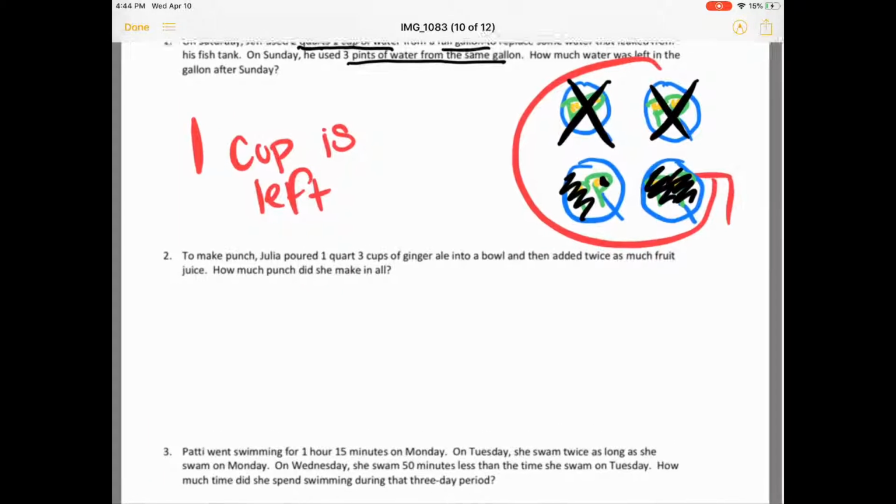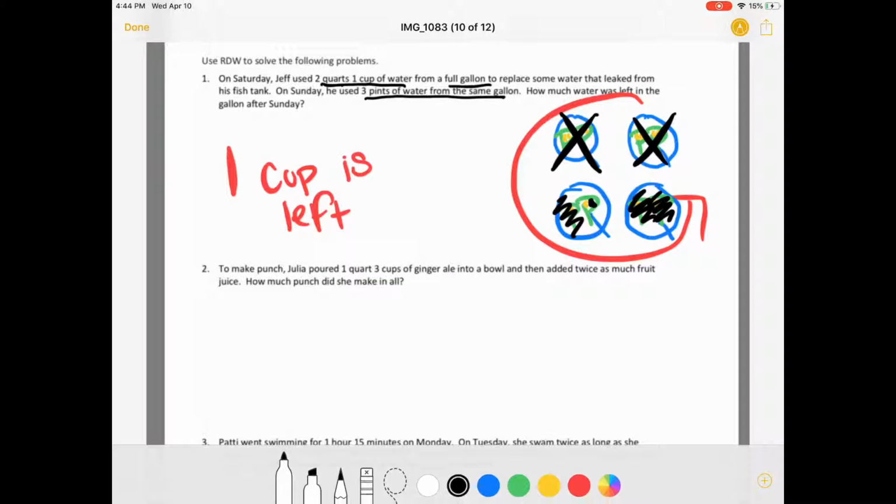All right, let's look at number 2. To make punch, Julia poured 1 quart and 3 cups of ginger ale into a bowl and then added twice as much fruit juice. How much punch did she make in all? So I'm going to draw a punch bowl so we can visualize that. We're pouring some liquid, so we're talking about capacity here.